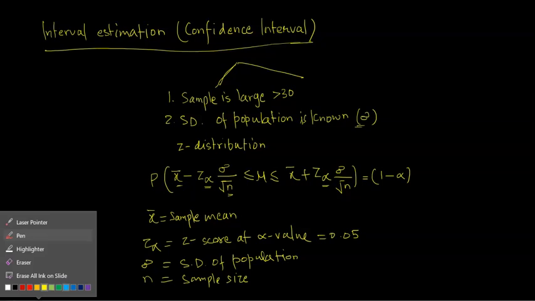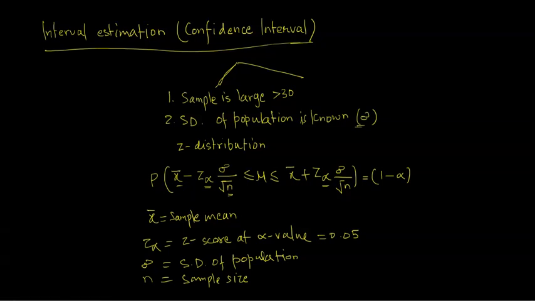Now, the other way around, if I think about the second particular case, in this case, when the sample is small, it means I'm taking something less than 30, and the standard deviation of the population is unknown.